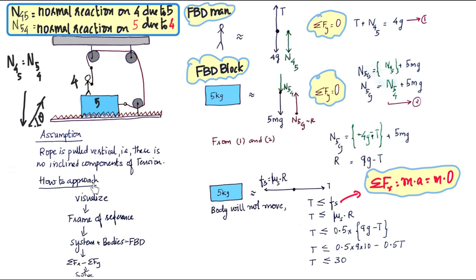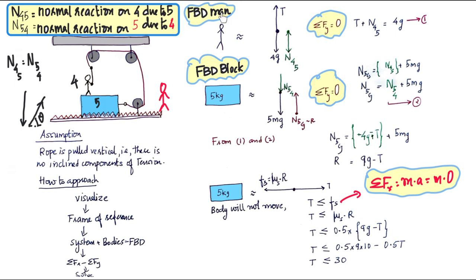Now, how do we approach this question? As we do in almost every question, you visualize it, right? You have a frame of reference, and I will here choose the frame of reference to be the inertial frame. Then we have systems of the bodies. So we have this complete system. The bodies will be the mass, the block, the boy, and these pulleys. And then free body diagram followed by sigma Fx and sigma Fy.